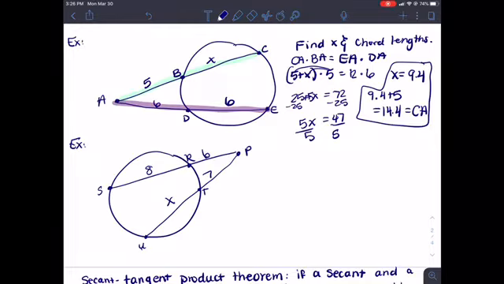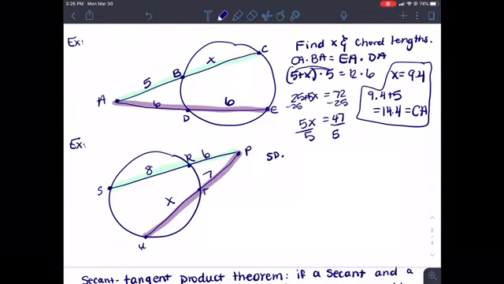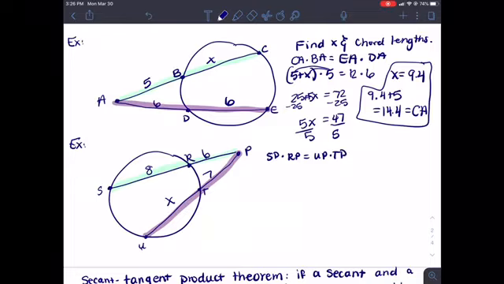We're going to find the value of UP, which is right here, and we're going to use this value right here of PS to help us solve for that. So we're going to do SP times RP is equal to UP times TP.